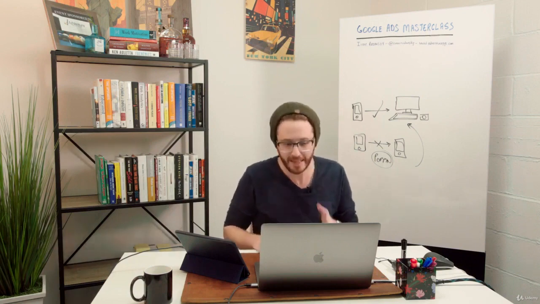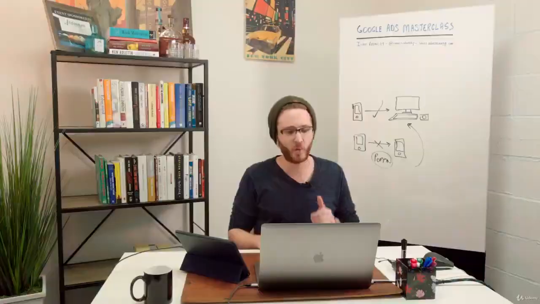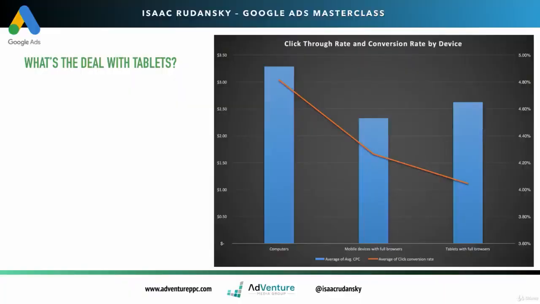environment. Let me address tablets real quickly. So what's the deal with tablets? Now, this chart you're looking at on the right-hand side is actual real data that was pulled from millions, and I mean millions, I mean literally millions of clicks from the accounts that Adventure Media manages. And we're managing millions of dollars of ad spend. So on the right-hand side is conversion rate. On the left-hand side is your average cost per click. Okay, this was obviously taken from accounts.